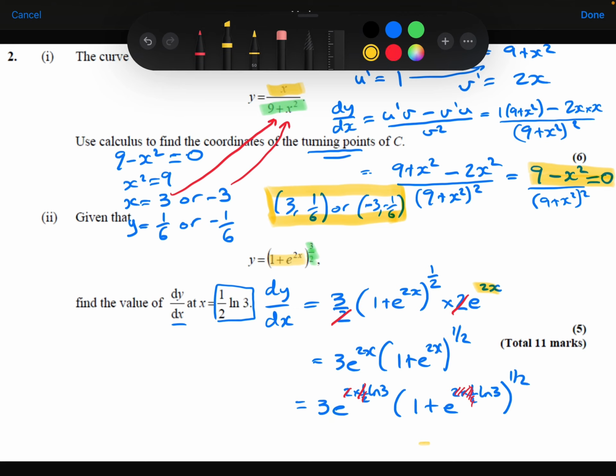I then get e to the ln, which cancels out and just gives me 3. So 3 times 3. Then on the inside here, again, the e to the ln here cancels out and just leaves me with a 3. So I'm just left with the 3 times 3, and on the inside of the brackets there, the 1 plus 3 is 4. 4 to the power of a half is 2. So 3 times 3 times 2 is 18. And that is my answer for part II.